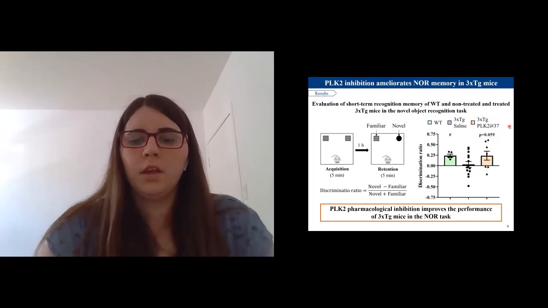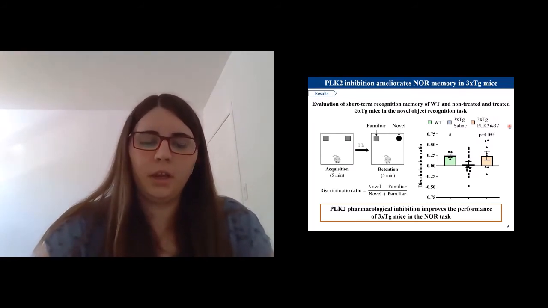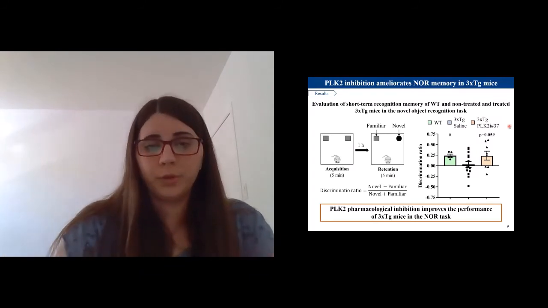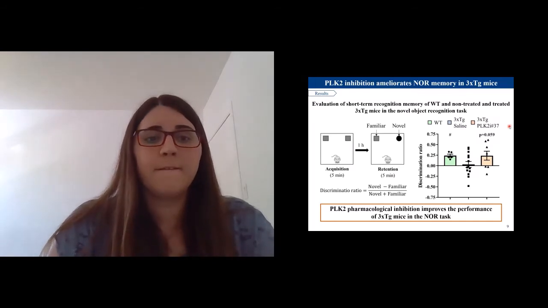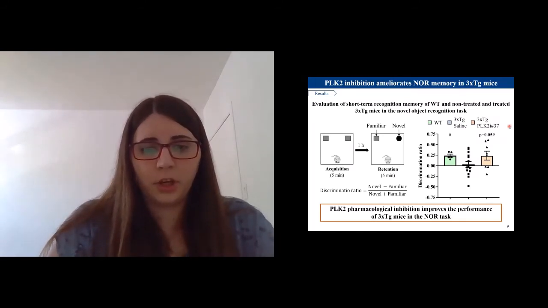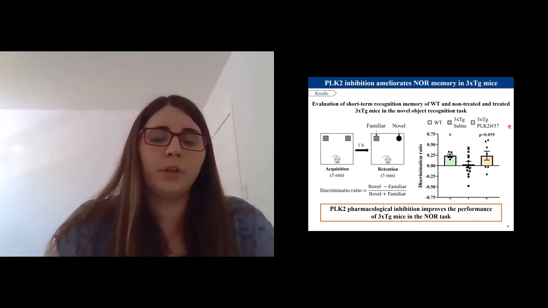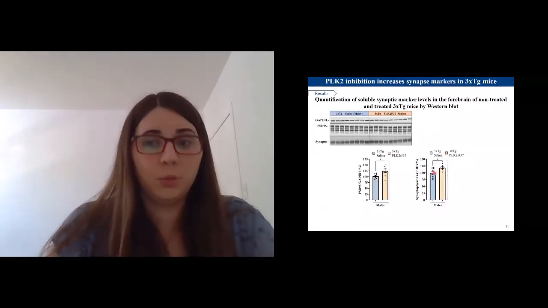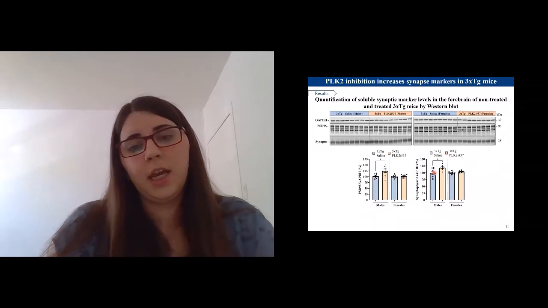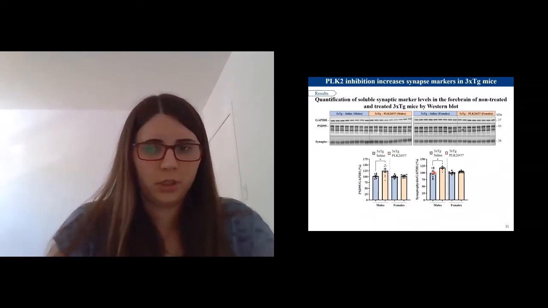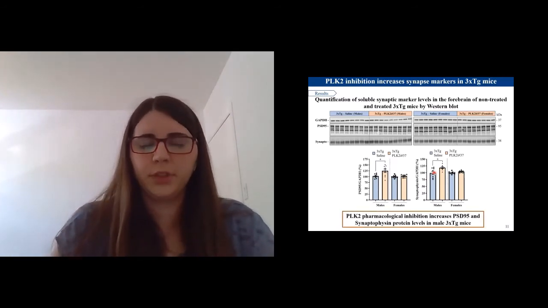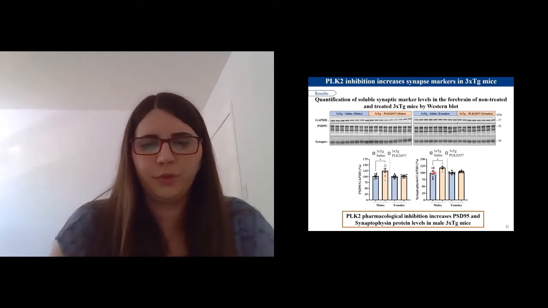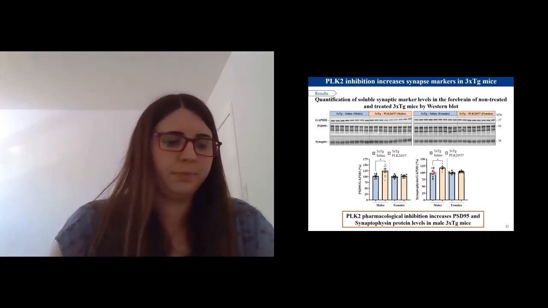And in parallel, we quantified some synaptic markers. So I'm showing a couple of them here in the forebrain of triple transgenic mice by Western blot. And as you can see, there was an increase of PSD95 and synaptophysin in treated males in orange when compared to the saline group that is represented in blue. And for the females, we did not see a difference between non-treated and treated mice. So PLK2 pharmacological inhibition seemed to increase different synaptic marker levels in the forebrain of male triple transgenic mice.